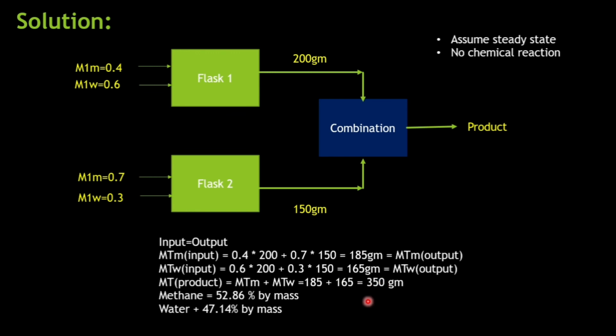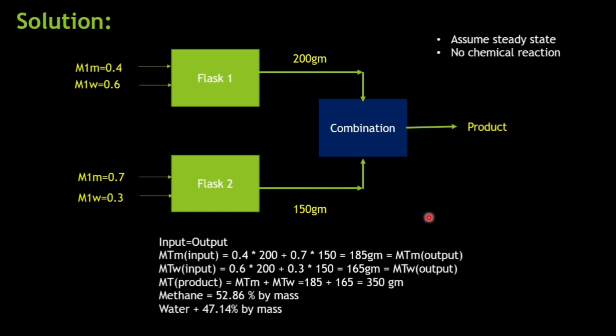So methanol, if I calculate the percentage, is 52.86 percent by mass, and water is 47.14 percent by mass. This is the solution you get. So I hope this question was clear. This is how you calculated the solution for the combination of methanol and water from two different flasks.